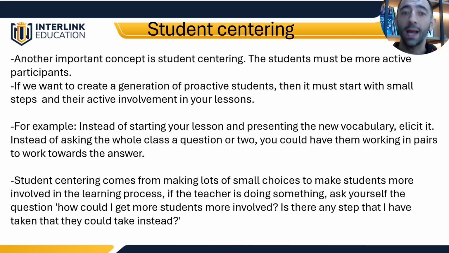What we need to do is think about all of the small choices we can make during the learning process and always be asking ourselves the question, could students be more involved? Is there anything that I have done which students could be doing instead? How many students are actually participating at each stage in my lesson?